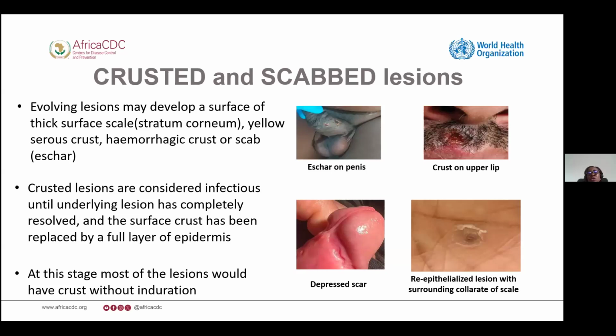It is very important to talk about the crust stage. Those crusts could be yellowish, or they can cause bleeding. They can be hemorrhagic crusts, and also an eschar. I hope you can clearly see the pictures on the upper part of the slide.